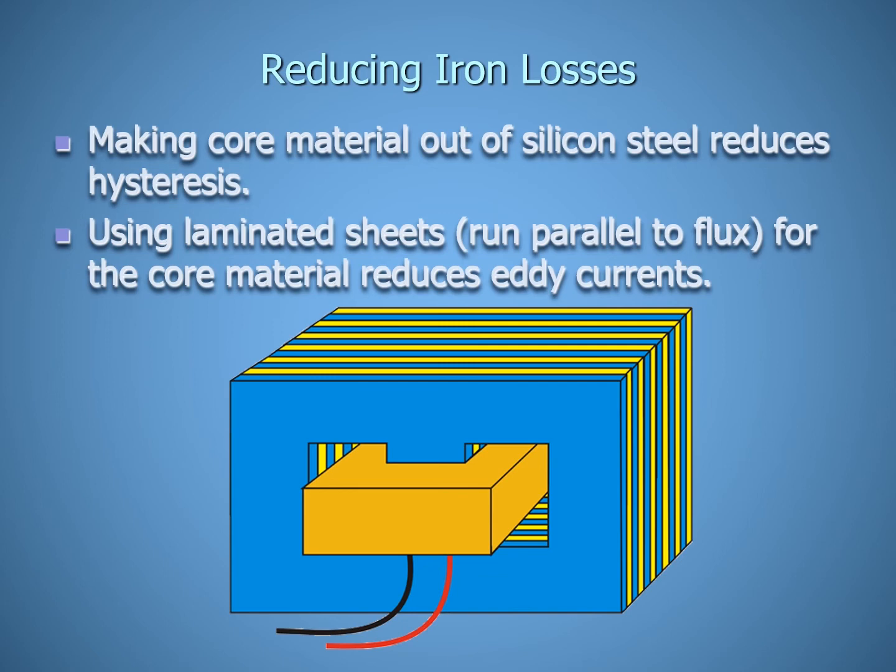When it comes to hysteresis, we need to find a way to reduce the friction. And one property of silicon is that it is a great way to do exactly that. The result is that most cores are made of what is called silicon steel, which is steel doped with a silicon compound, in order to reduce that molecular friction, therefore reducing the heat that's created by hysteresis.